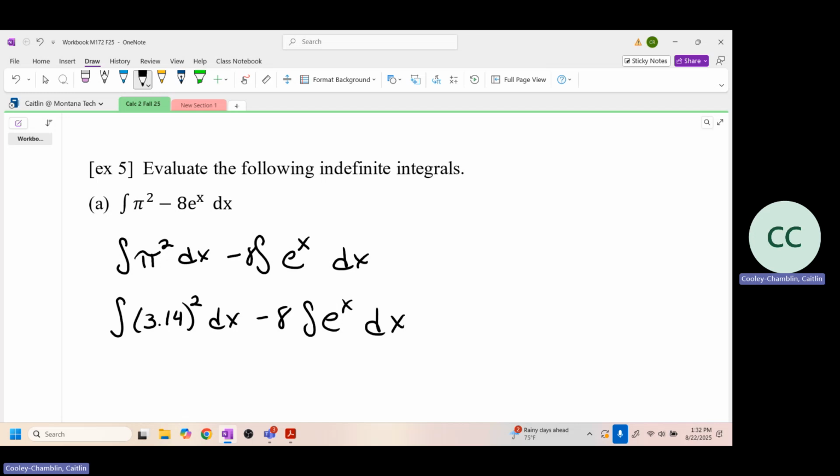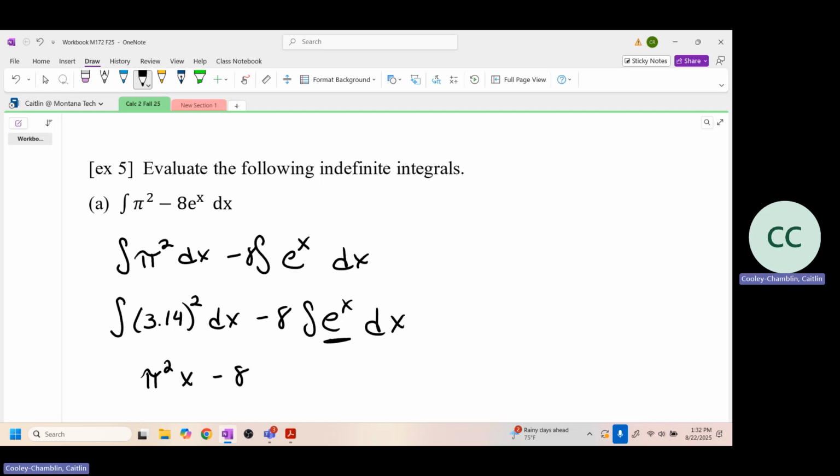Now, we know that the antiderivative of a number, we just add an x onto. So this is really 3.14 squared x. So I'm just going to leave it as pi squared x minus 8.